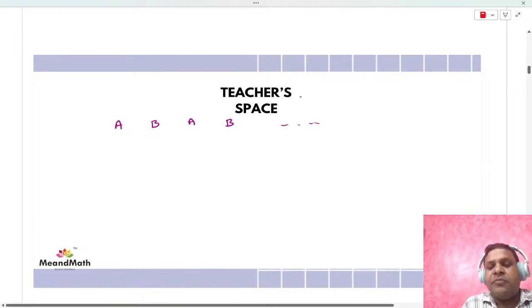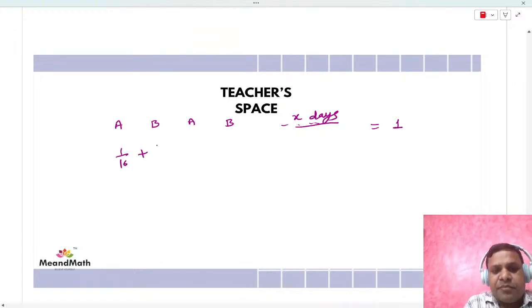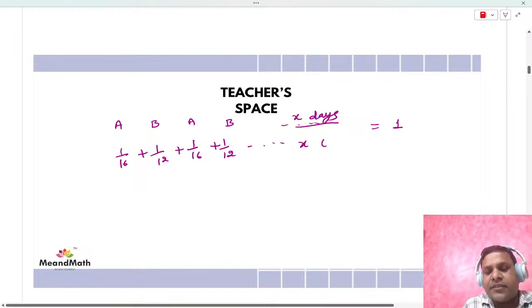Together, how many days? Let's suppose they work X days. The total work is 1 complete. So 1 upon 16 plus 1 upon 12 plus 1 upon 16 plus 1 upon 12, repeated X times, because the number of days is X, is equal to 1.